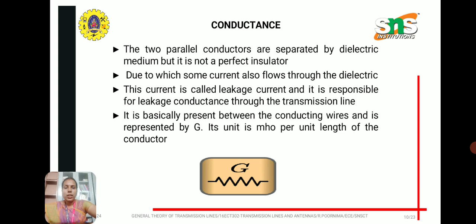Next parameter is conductance. Here the two parallel conductors are separated by a dielectric medium, but it is not a perfect insulator. So some current flows through the dielectric. This current is called the leakage current, and it is responsible for leakage conductance through a transmission line. It is present between the conducting wires and is represented by G. Its unit is mho per unit length of the conductor.